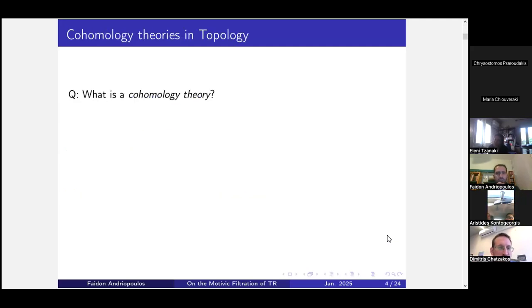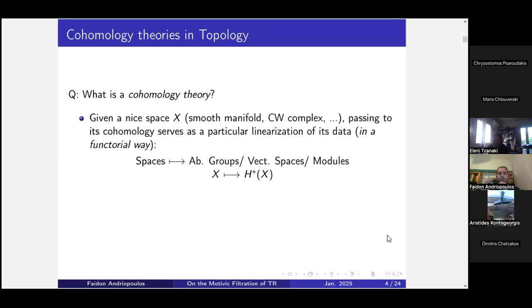Okay, so for the first part, what is a cohomology theory? Cohomology theories naturally show up in the realm of topology. Given a nice space X, say a smooth manifold or a CW complex, cohomology theory serves as a linearization of its data. Essentially, we start with a space. Taking its cohomology theory should give back, say, an abelian group or a vector space or a module, something that remembers some of the data of the original space, but linearizes it so that we can handle it in a much easier way.